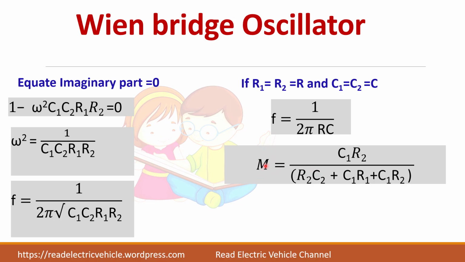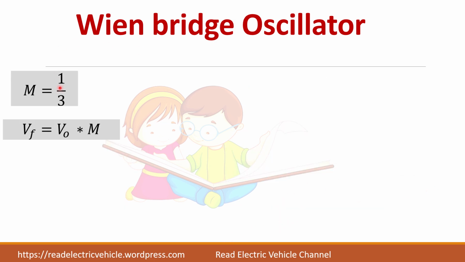And now again we will find M. M is equal to, take the real part alone. So you will get this one. And with this assumption, R1 equal to R2 equal to R, M becomes 1 by 3. What is M? Z2 divided by Z1 plus Z2 is M. So M is equal to 1 by 3. Now you substitute in this equation, you will get beta as 1 by 3.